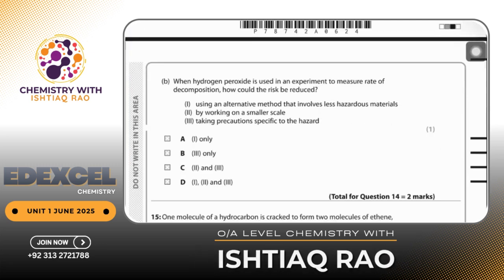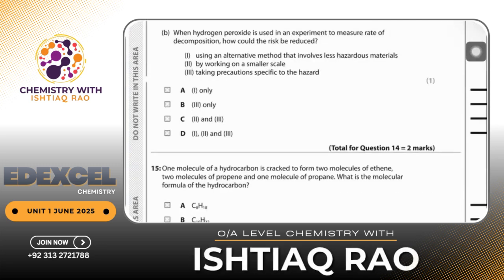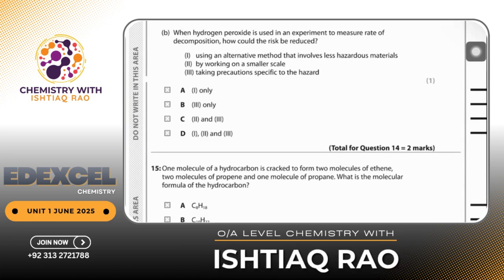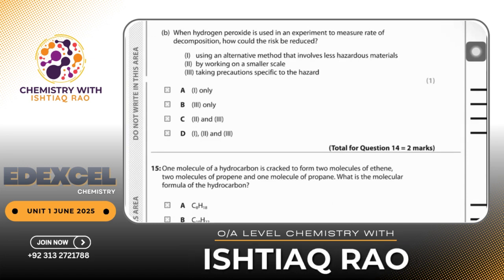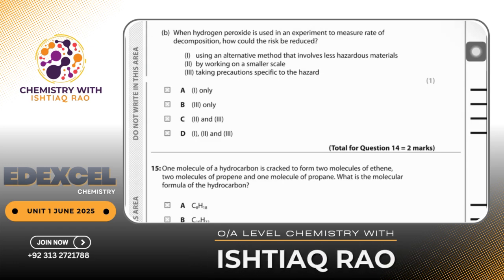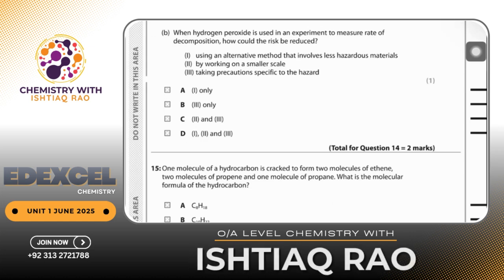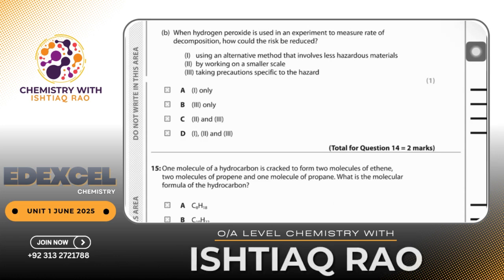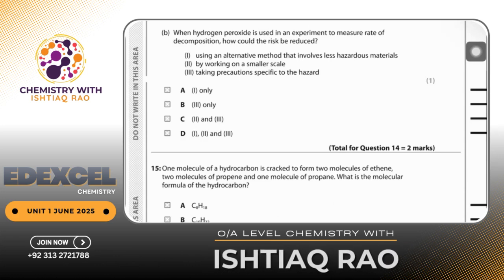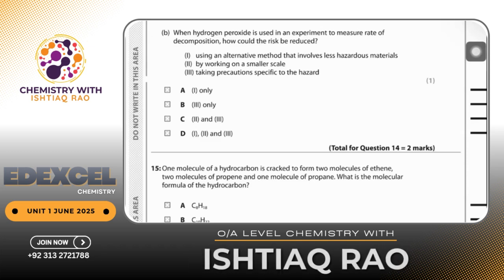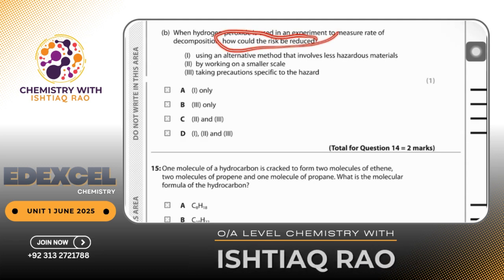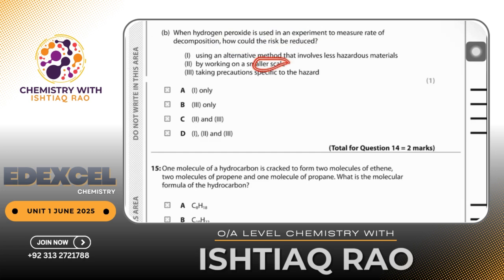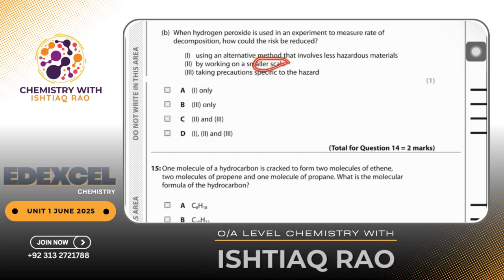Then they are saying, when hydrogen peroxide is used in an experiment to measure the rate of decomposition, how could the risk be reduced? Using an alternative method that involves less hazardous materials, working on a smaller scale, taking precautions specific to the hazard. Basically, how could the risk be reduced? The thing is that by working on a smaller scale, of course, you can reduce the risk.